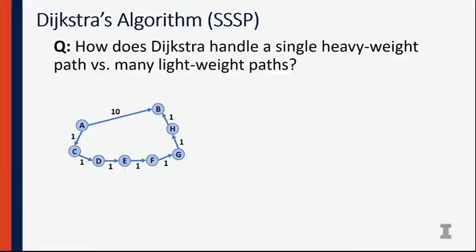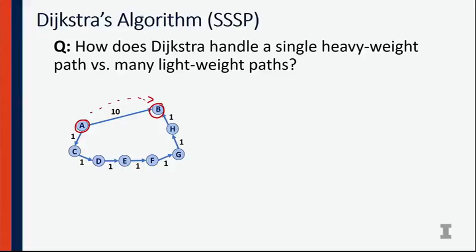Here in this first graph, we have Dijkstra's algorithm handling a single heavyweight path versus multiple lightweight paths. So if I want to go from A to B, I want to know the shortest path to go from A to B. Here you're going to see that there's a path that costs 10 to go directly from A to B, and a path that costs somewhat less than 10 that goes through a number of other destinations.